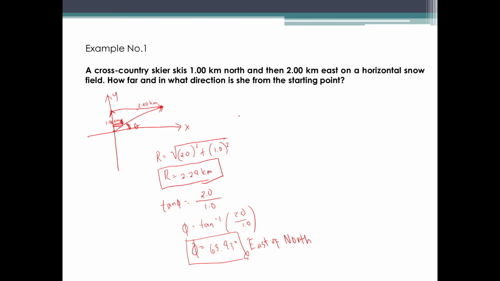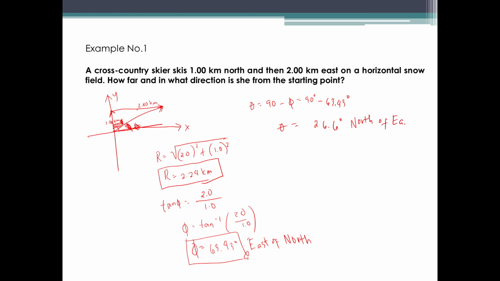We can also talk about this angle, if this is angle theta, so angle theta is 90 degrees minus phi, right? This is 90 degrees. So 90 degrees minus 63.43 degrees. So the angle theta, class, is 26.6 degrees. That is north of east. So north of east, you base on east, then go north by 26.6. This is north of east.